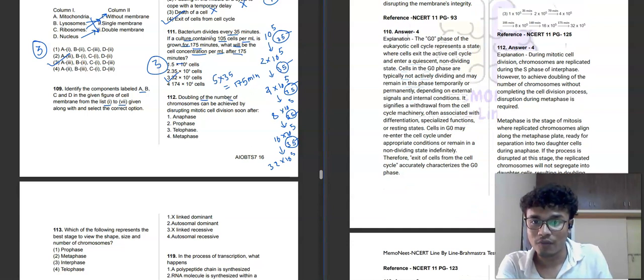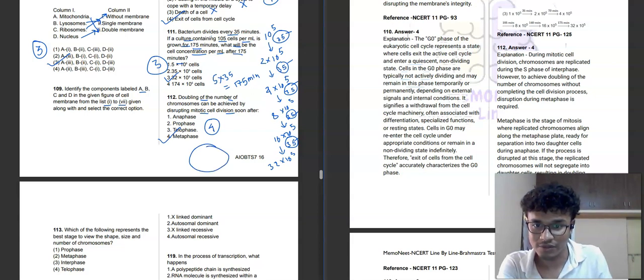Doubling of the number of chromosomes can be achieved by disrupting mitotic cell division soon after anaphase, prophase, telophase or metaphase. So basically the answer is metaphase here. The fourth option will be the correct answer.